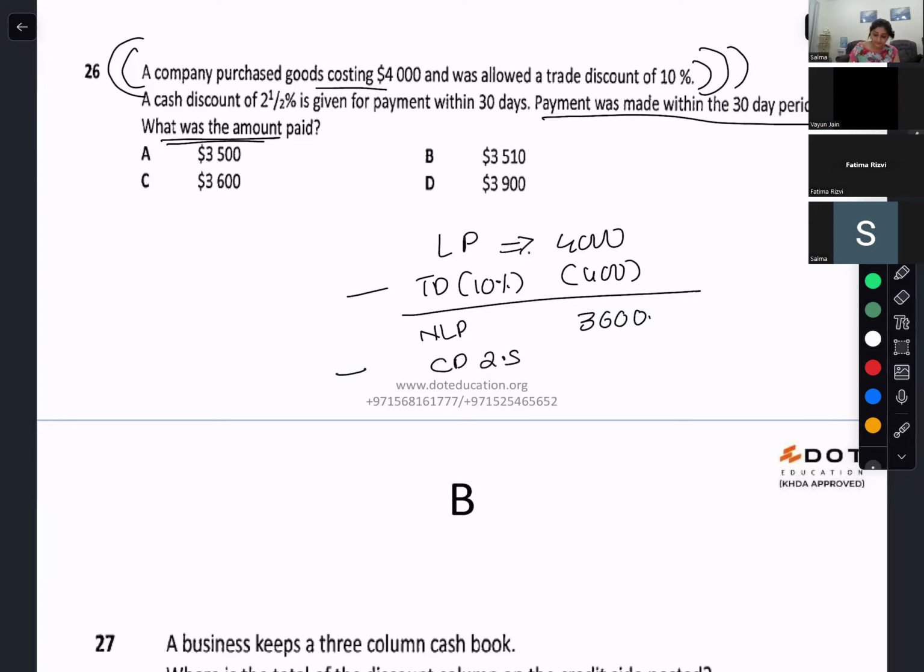Discount is 90. And then the amount you'll get paid is 3,510. Okay.